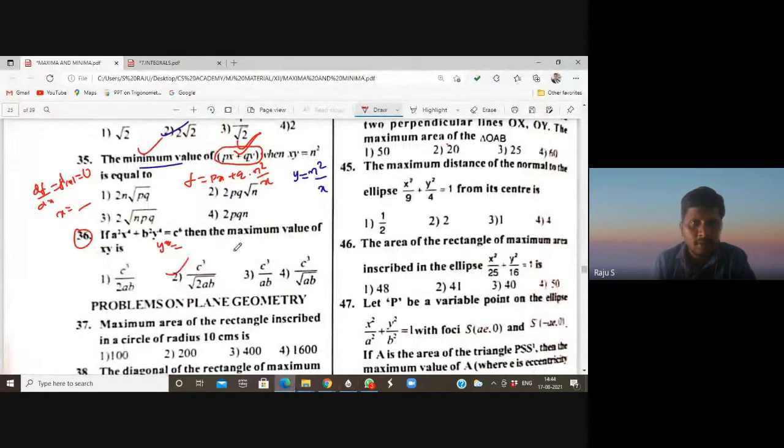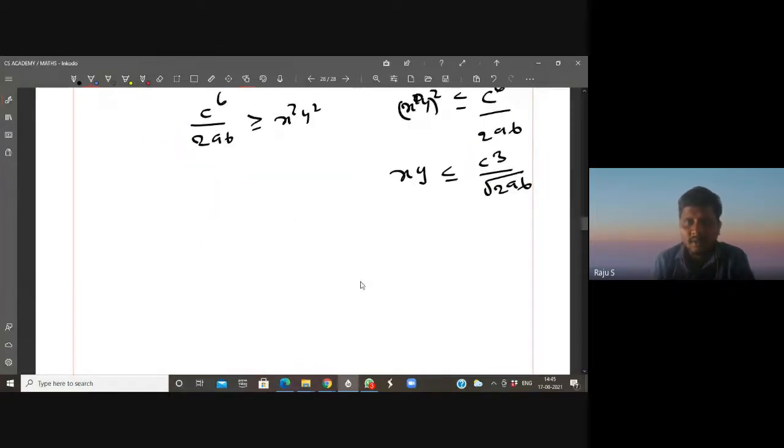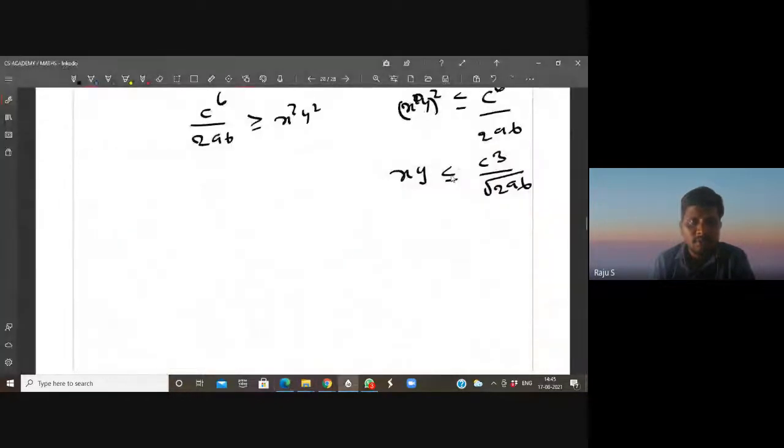The answer is the second option. Once again, in an easy way, I'm taking this value as a and this value as b. I'm using the arithmetic mean is greater than or equal to the geometric mean. AM value is (a plus b) by 2, GM value is root ab. I applied that and got directly xy is lesser than or equal to this. Lesser than or equal to means this is the maximum value. The maximum value is the second option.